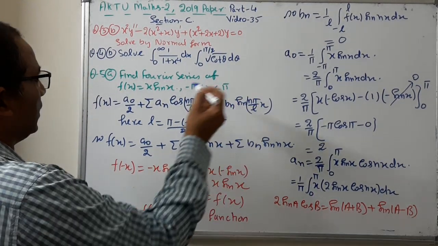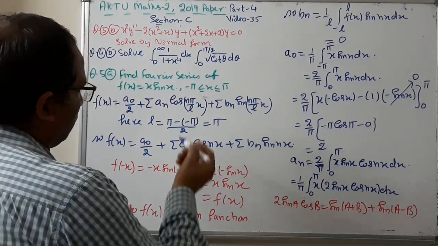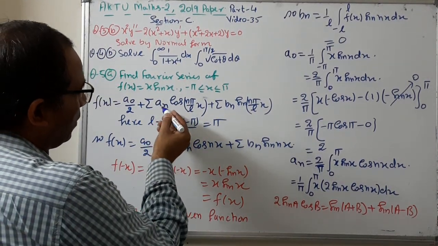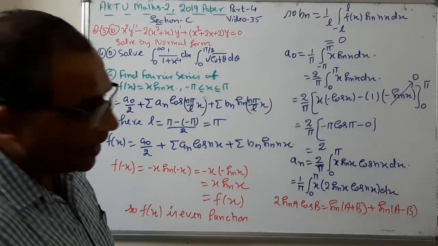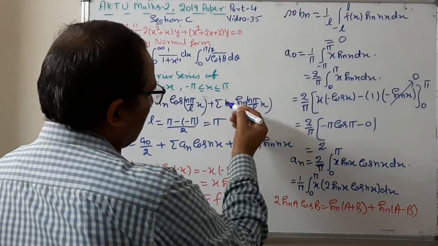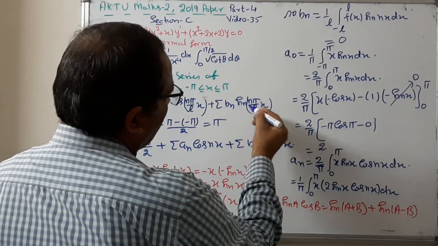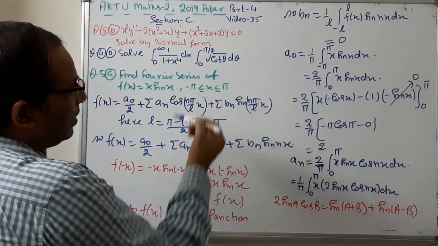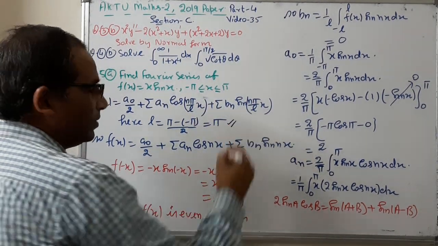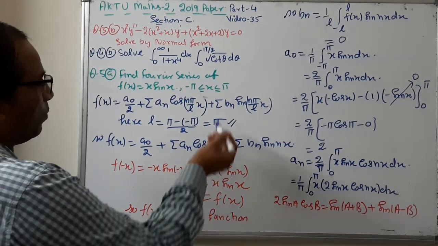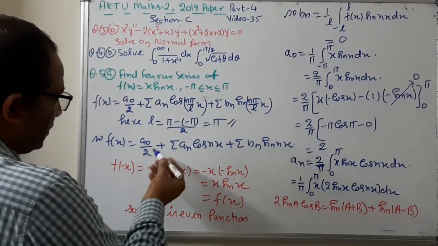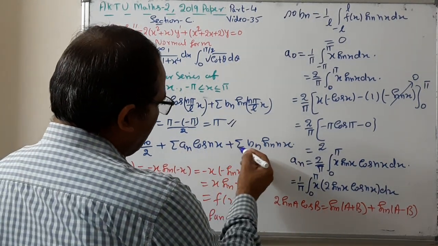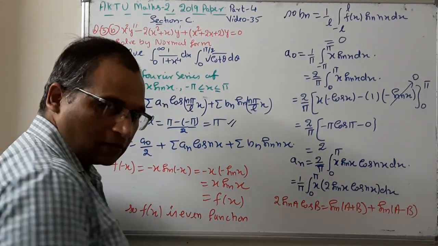Now we come to this Fourier series, f(x) equal to x sin x. First write the Fourier series general formula, f(x) equal to a naught upon 2 plus sigma of an cos of n pi x upon l plus sigma of bn sin of n pi x upon l. Here l is equal to upper limit minus lower limit upon 2, we get l equal to pi, right? Now put l equal to pi in this series, we get f(x) is equal to a naught upon 2 plus sigma of an cos nx plus sigma of bn sin of nx, right?